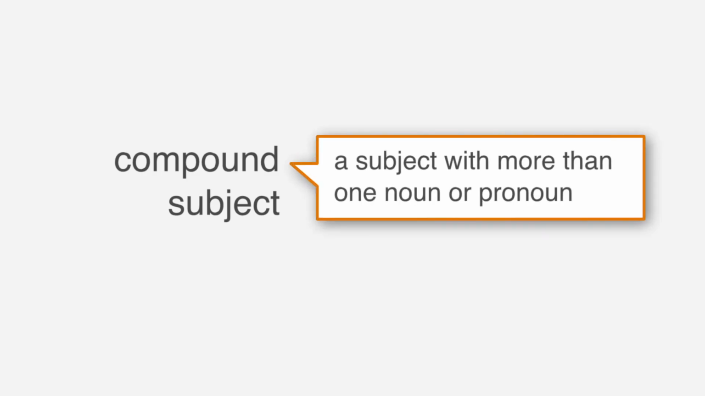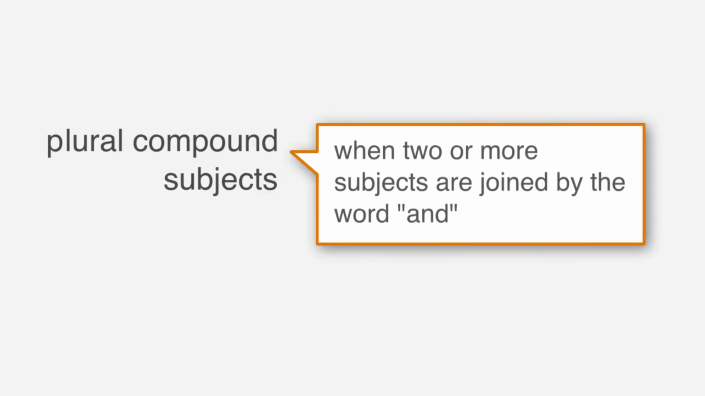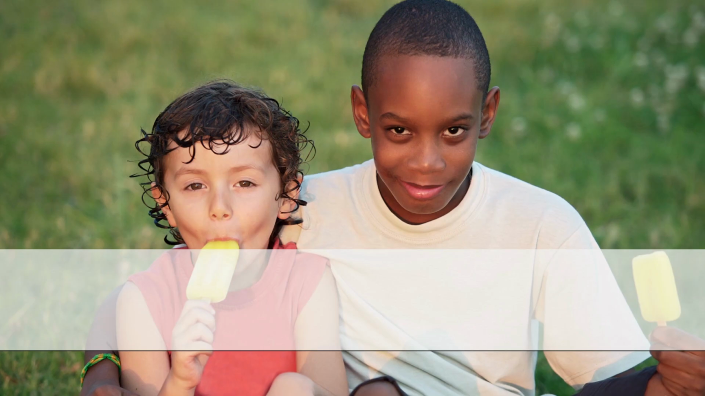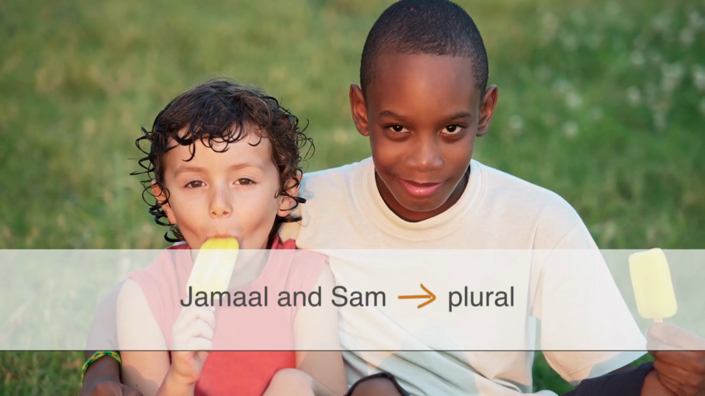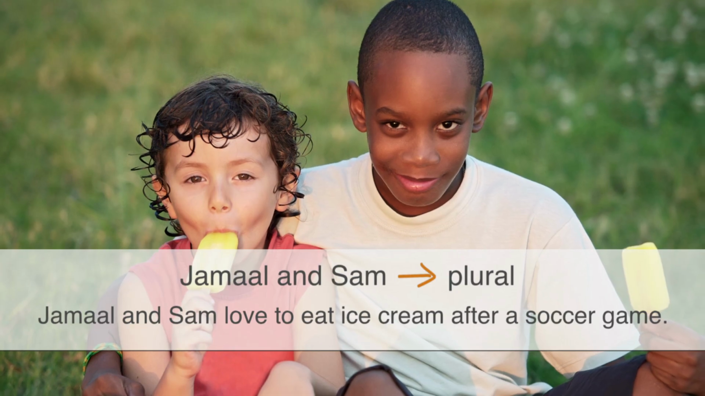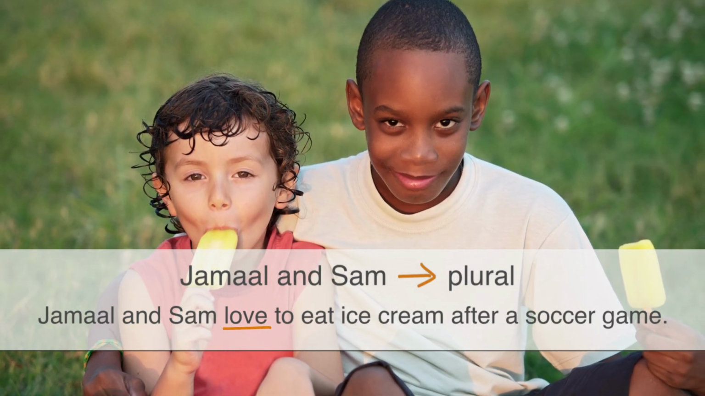We'll start with a definition. A compound subject is a subject with more than one noun or pronoun. It's important not only to be able to identify compound subjects, but also to be able to differentiate between plural and singular compound subjects. Plural compound subjects usually occur when two or more subjects are joined by the word and. Plural compound subjects require a plural verb. Phrases like Jamal and Sam are plural and would be written in a sentence such as, Jamal and Sam love to eat ice cream after a soccer game.